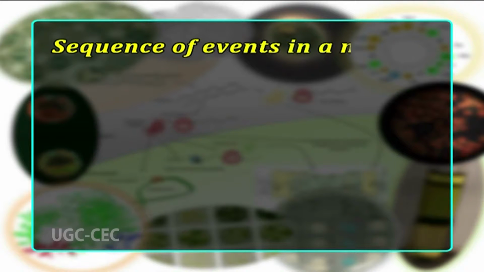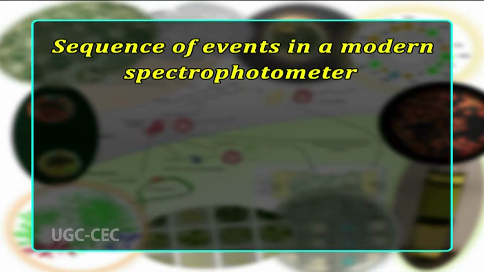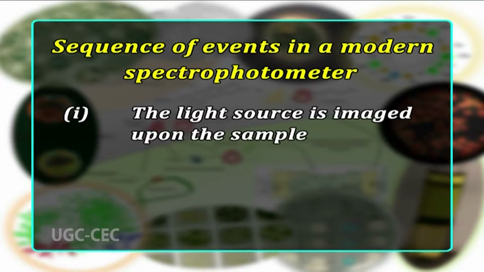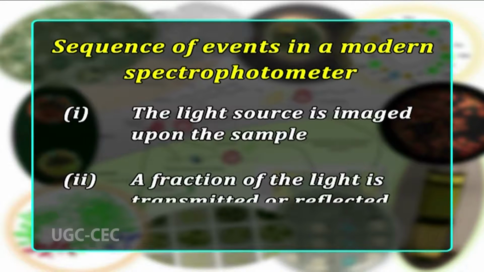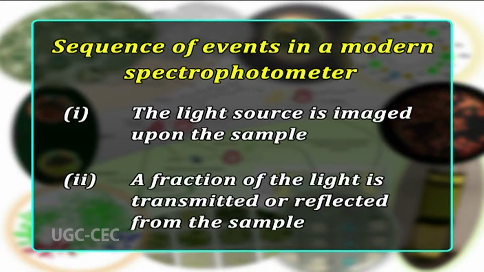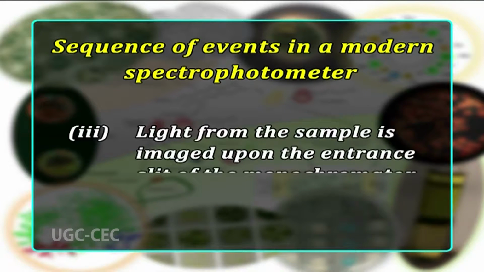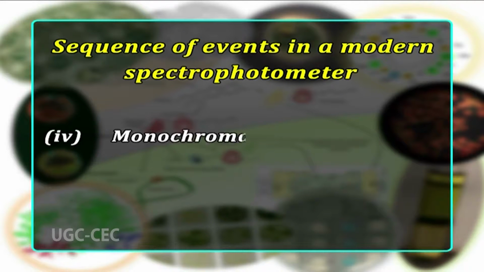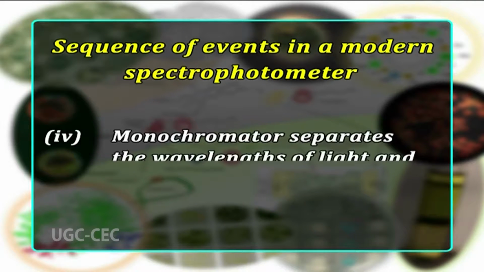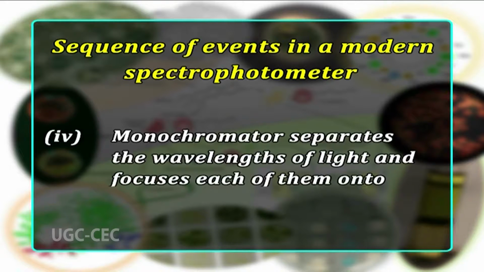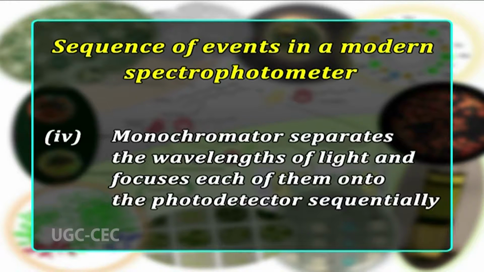The sequence of events in a modern spectrophotometer is as follows. First, the light source is imaged upon the sample. Second, a fraction of light is transmitted or reflected from the sample. Third, the light from the sample is imaged upon the entrance slit of the monochromator. Fourth, the monochromator separates the wavelengths of the light and focuses each of them onto the photodetector sequentially.